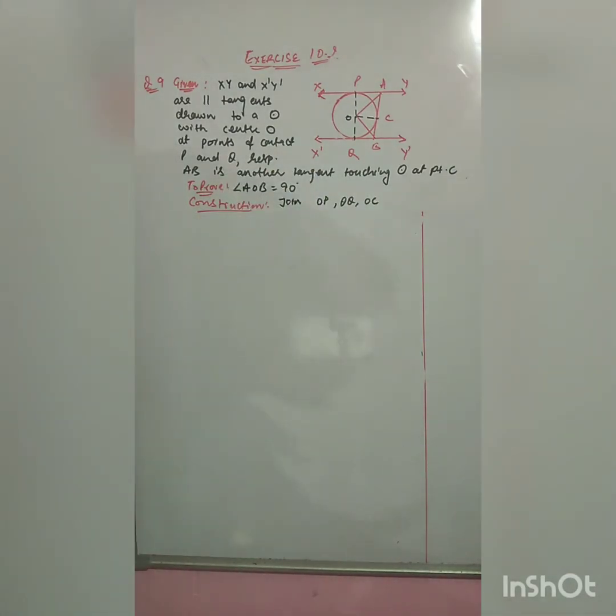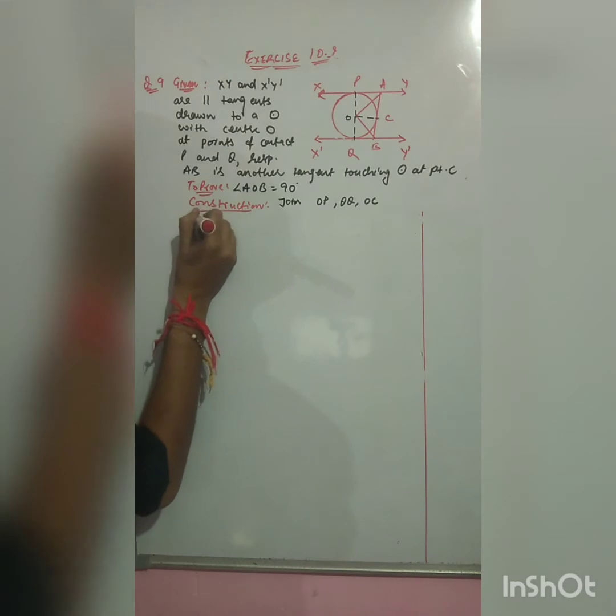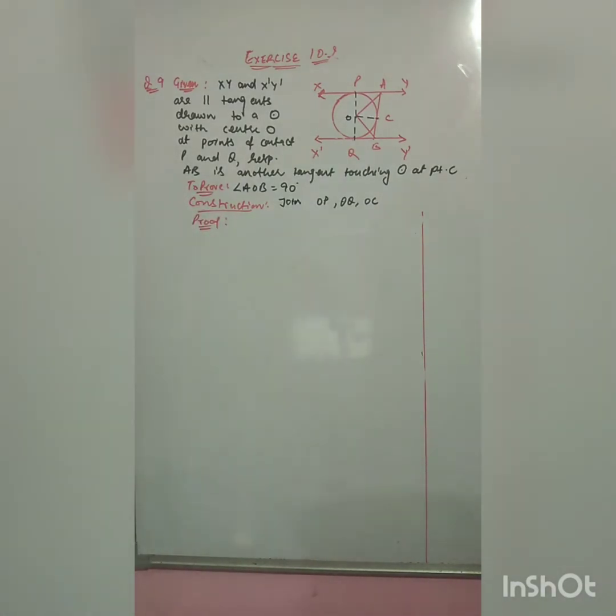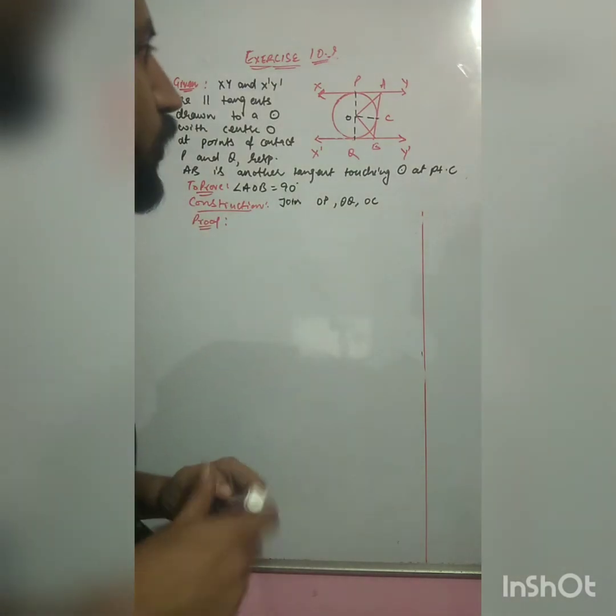Okay. Now let's come to the proof there. So once again we will use simple statements that we have studied in the previous geometry, either in the circles or in the lines and angles or in the triangles in class 9. The smaller results that we have studied we will use there.